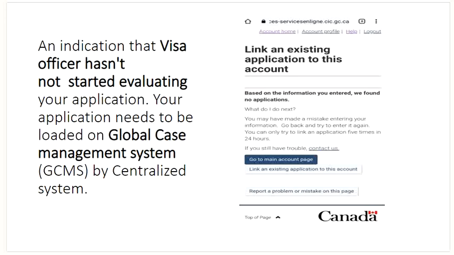Your application needs to be loaded. As I said in my previous videos also, that centralized system needs to upload your information on GCMS, that is Global Case Management System. And once it is done, then definitely you're likely to get AOR.